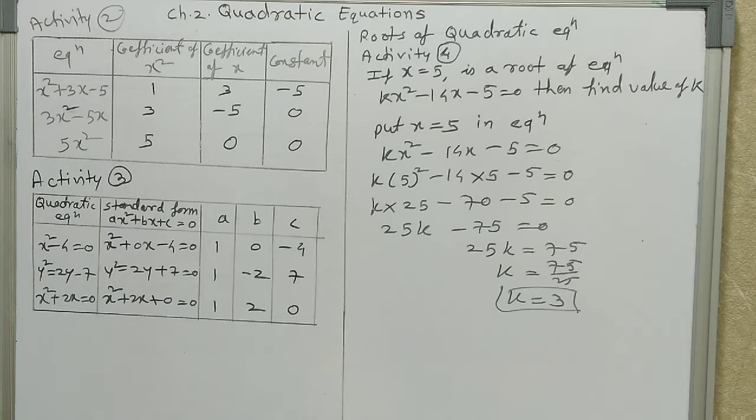So now see the page number 33. They are given some points. First point, that is ax square plus bx plus c is equal to 0 is the standard form of the equation, and a, b, c are real numbers and a is not equal to 0. Now second point, the values of the variable which satisfy the equation are called solutions or the roots of the equation. We already studied this.